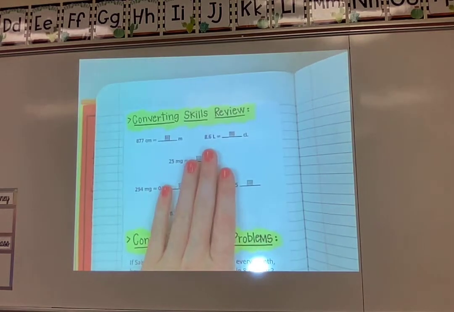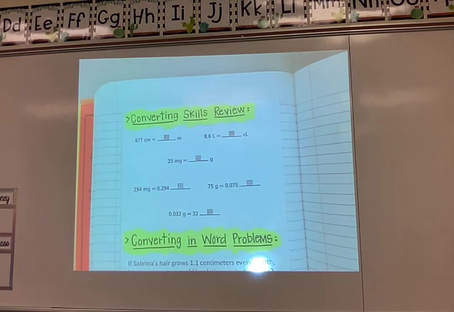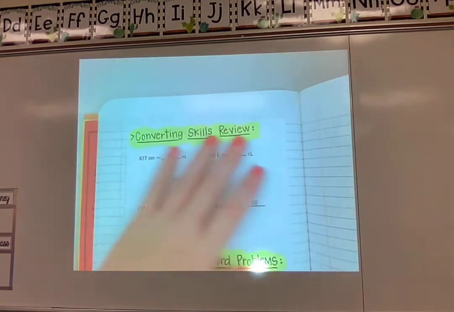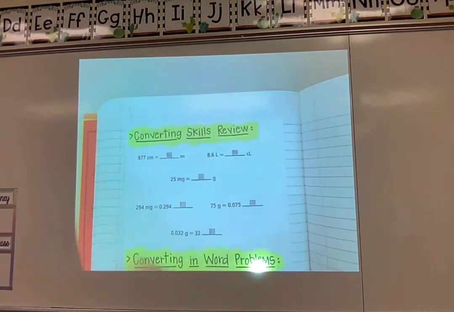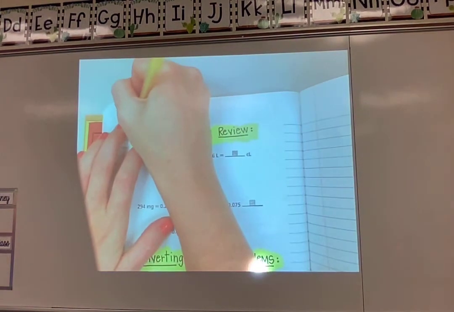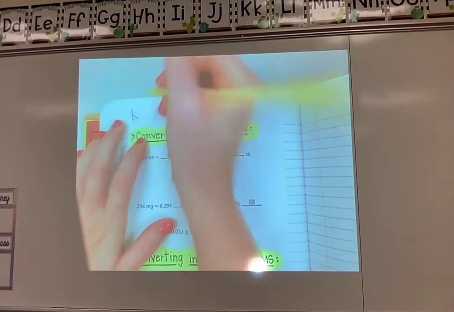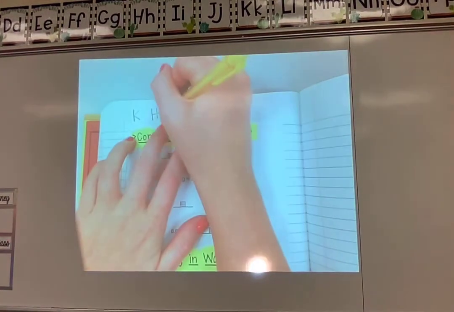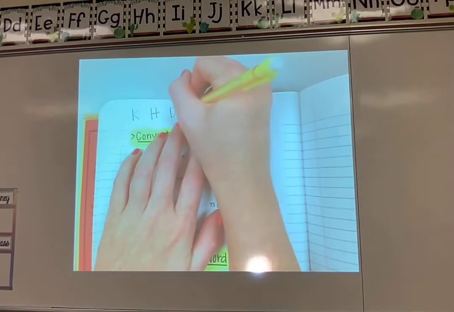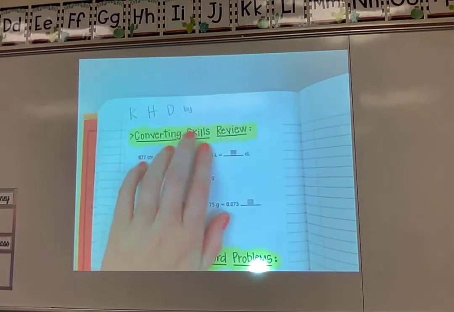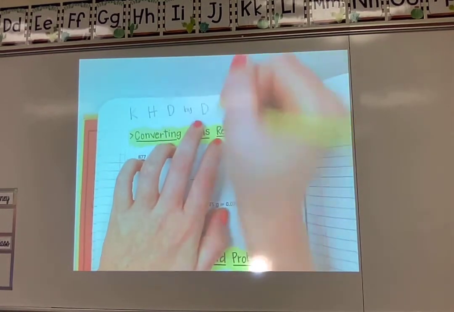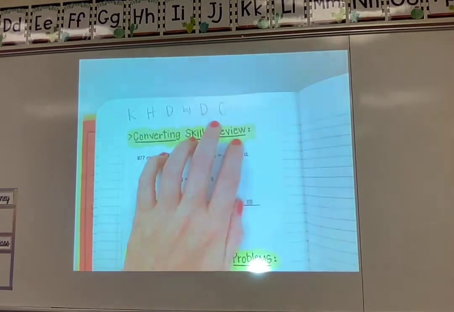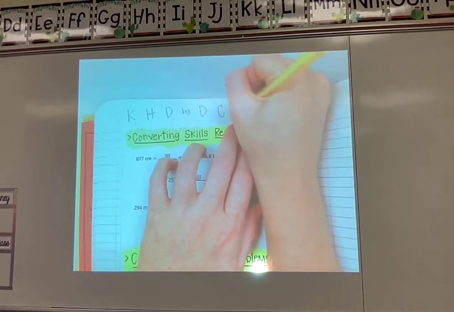So first we're going to review our skills that we already know how to do. Let's use our saying to rewrite that chart at the top. So we have King. Oops, hang on, my lead is messed up in my pencil. There we go. King Henry died by, I always write out by, drinking chocolate milk. So there's all my letters.